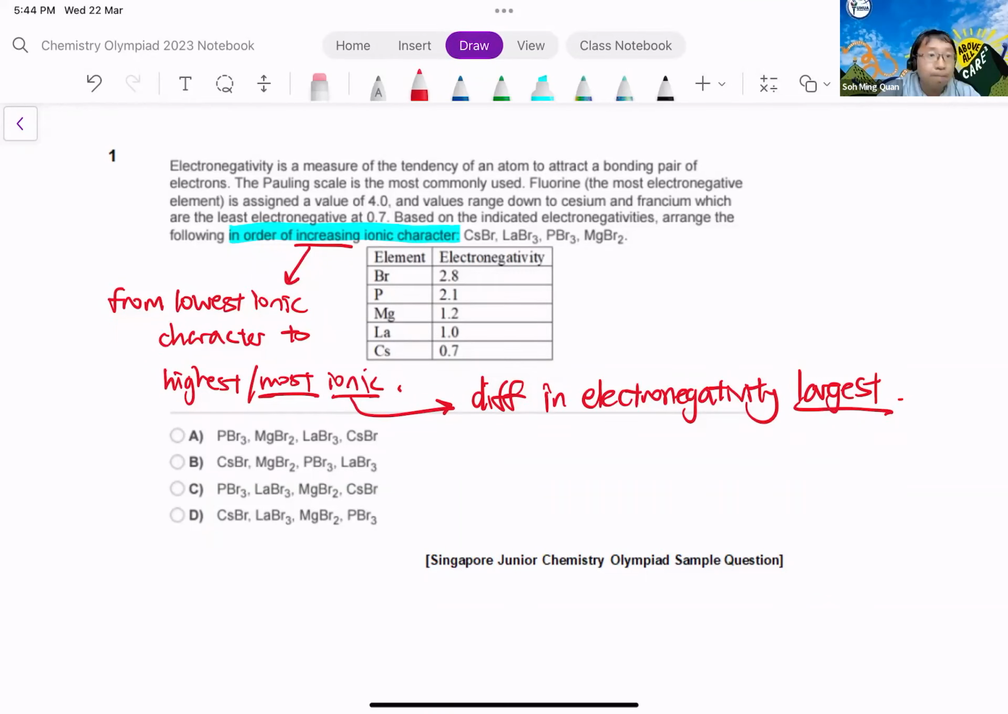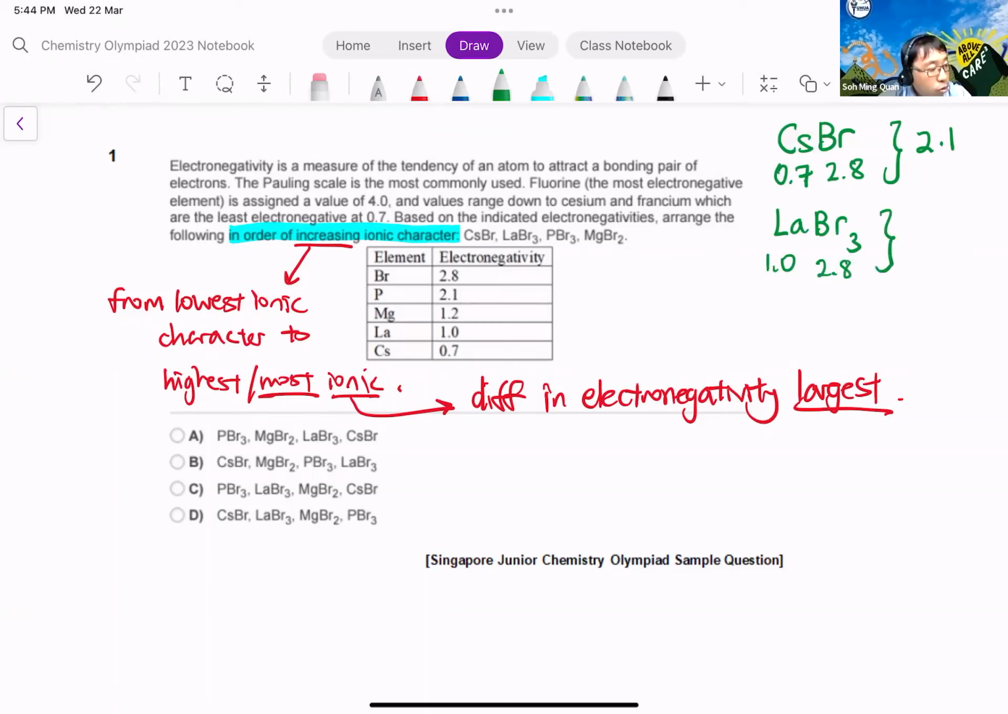You can look at CsBr, LaBr3, and the values of electronegativity are all given. So let's write it out. CsBr: cesium 0.7, bromine 2.8. The difference is 2.1. 2.8 minus 0.7 equals 2.1. LaBr3, this is lanthanum bromide. Lanthanum 1.0, bromine 2.8. 2.8 minus 1.0 is 1.8.